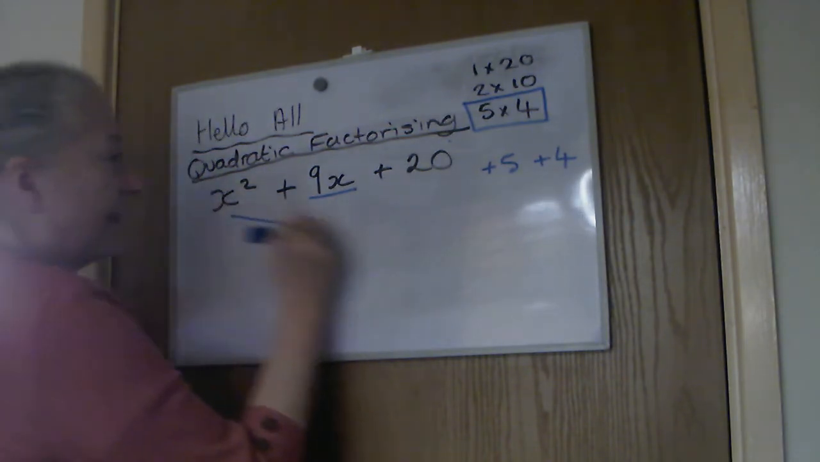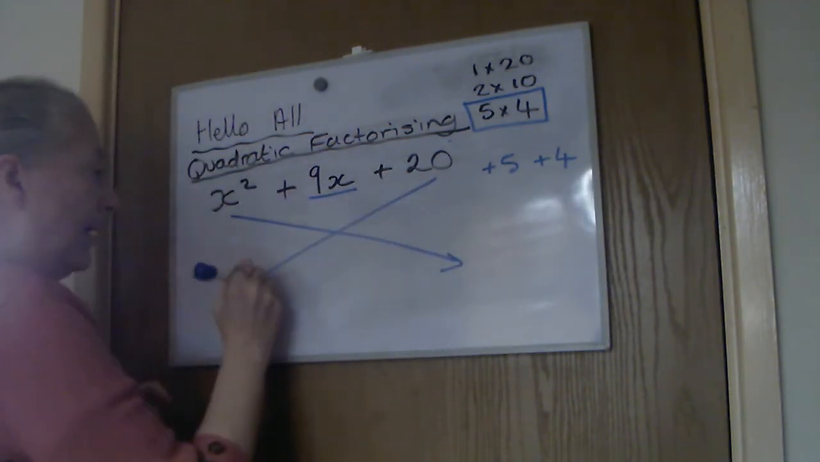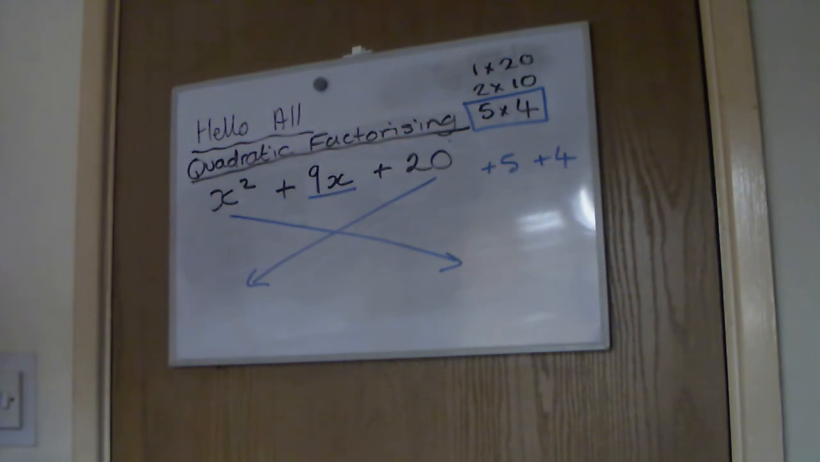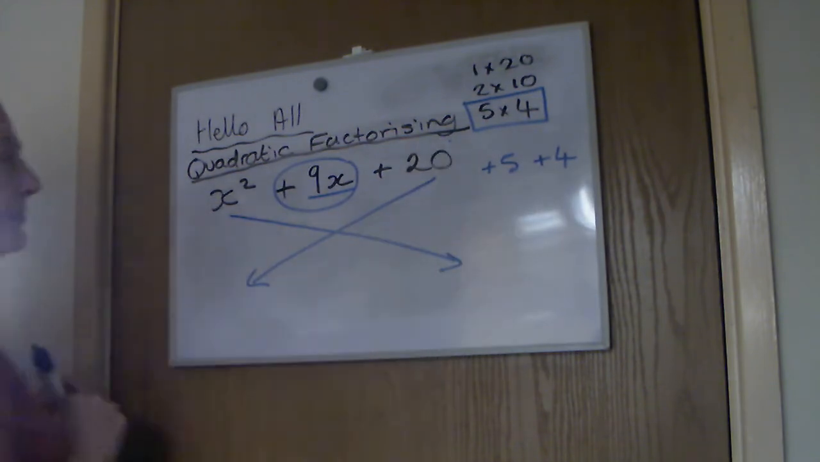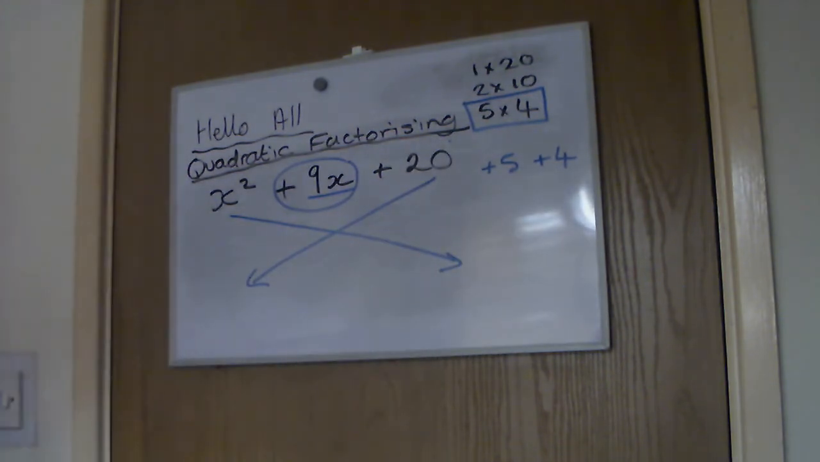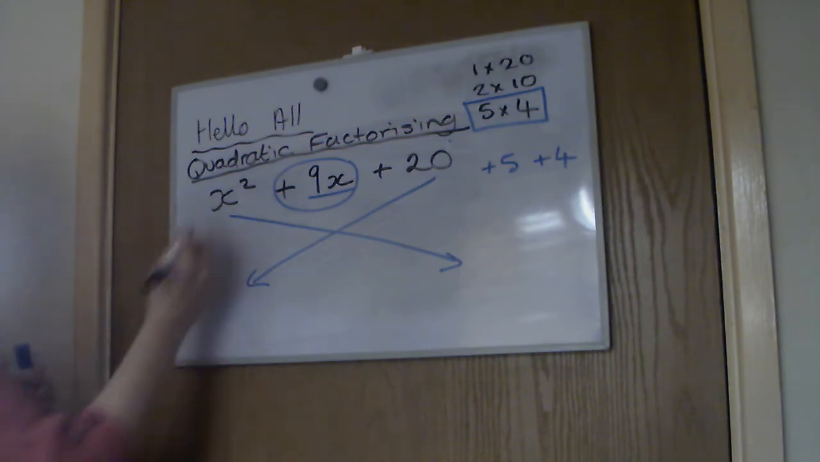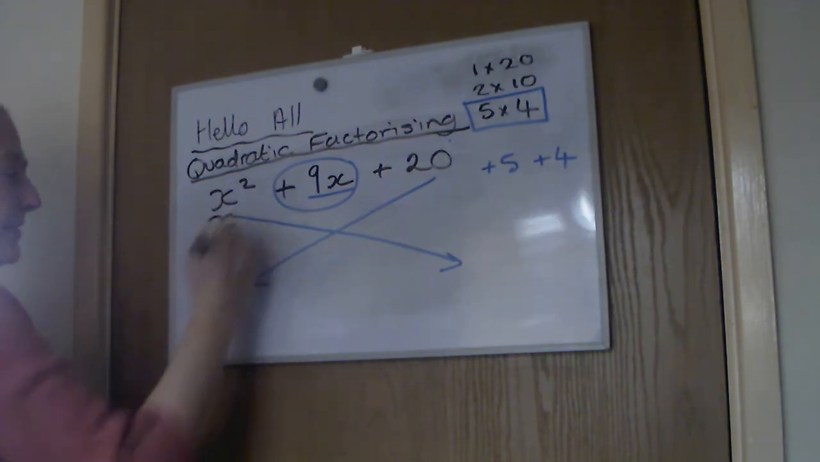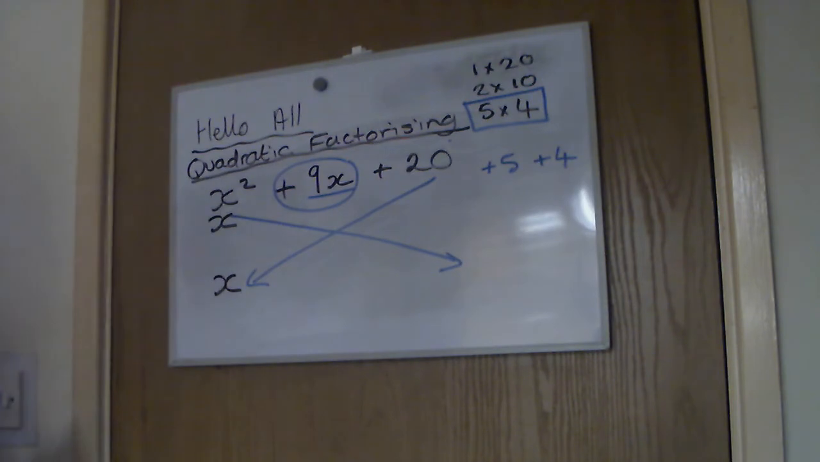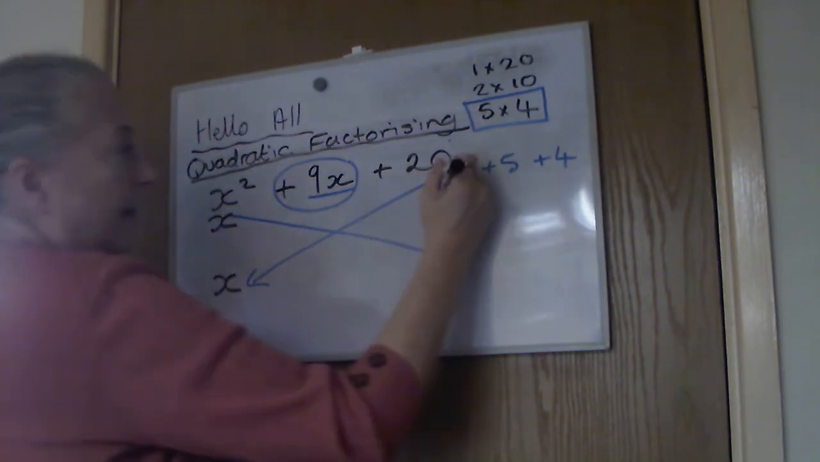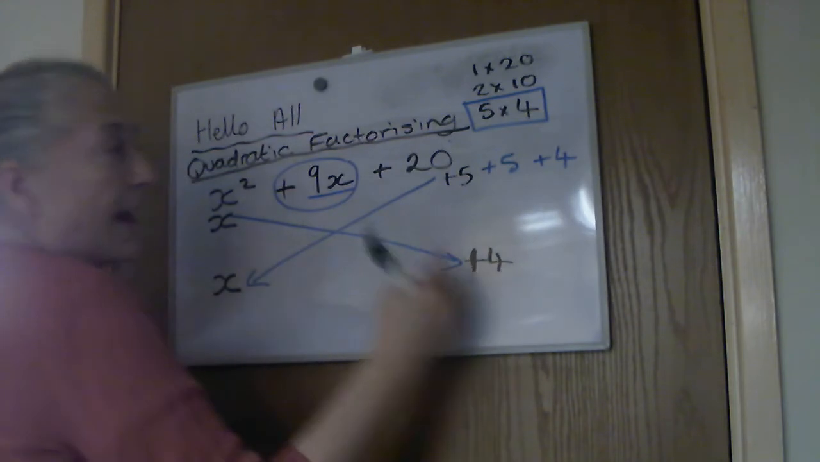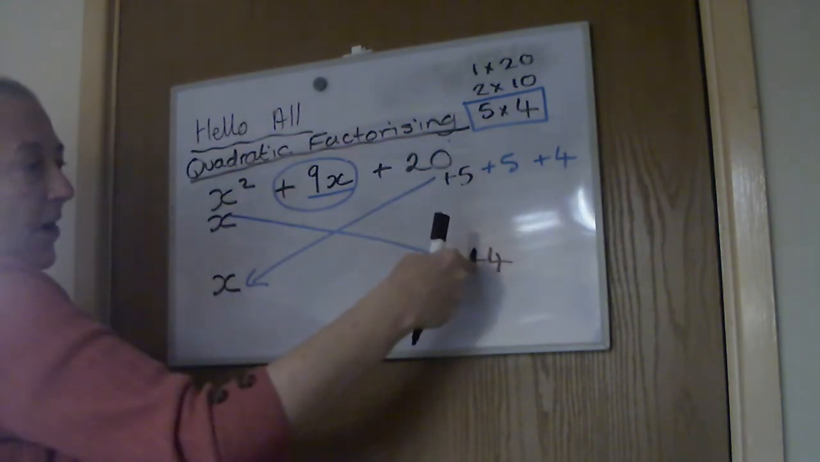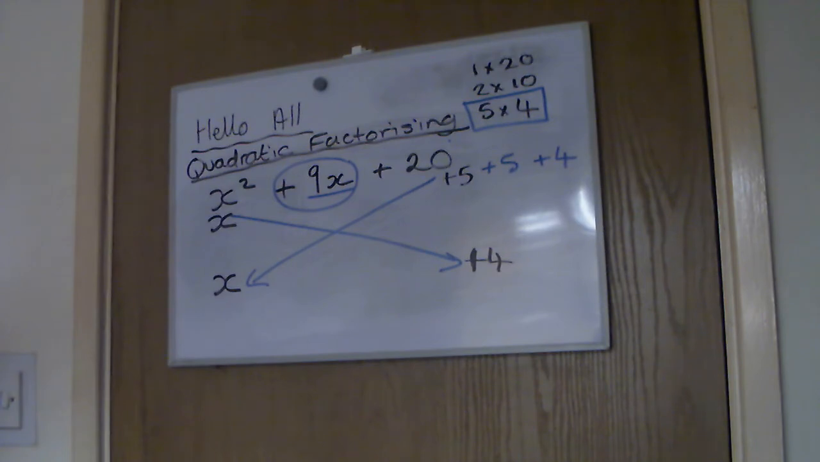Correct. X factor. So this has already been dealt with here. So what do I do next? Yeah, x times x, x times x. What do I do next? Wicked. Plus 5, plus 4. Now, it doesn't matter if I put 4 here and 5 here. It doesn't matter which way round I do it, okay?